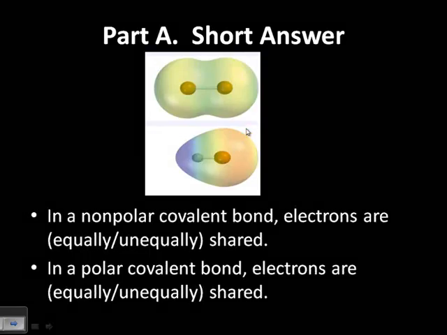And in a polar covalent bond, we have two atoms that have different electronegativities. One's pulling the electrons closer to it, making it polar. So polar covalent is unequally shared.